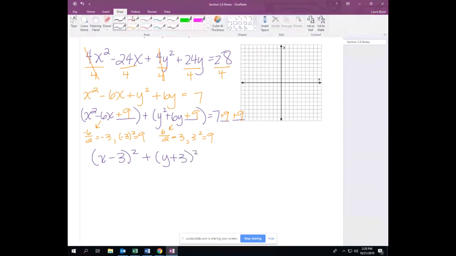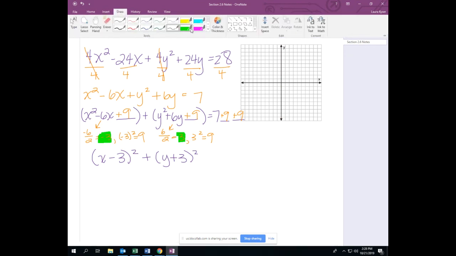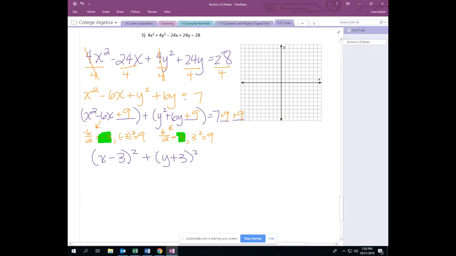Now, if you're at a total loss for where those came from, it comes from whatever you get when you take half of b. -3 in here, +3 in here. Now, on the other side, you just have some numbers, so go ahead and combine those numbers. 7 plus 9 plus 9. Oh my god, I don't know why I can't do this in my head. 25. Goodness. I definitely should have been able to add that in my head.